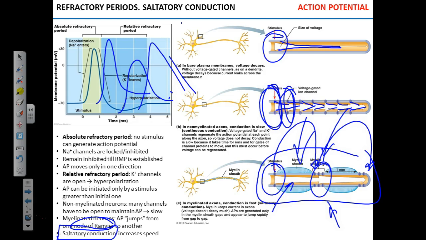In non-myelinated? On the very top or in the middle? Very top, you have no voltage gated channel, so it cannot spread. In the middle? In the middle, the problem is you have leakage of charges away from the membrane. No, gates are actually maintained.